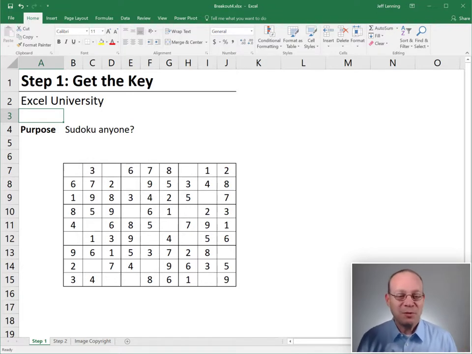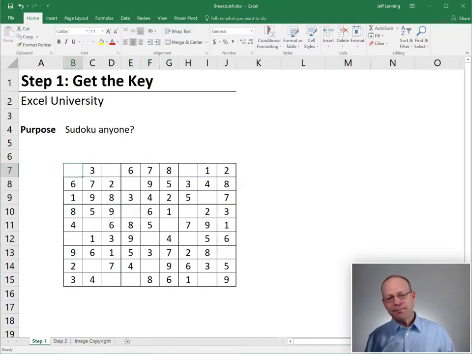Anyway, the way that you play is you have to use numbers 1 through 9 in every row, every column, and every block, and they can't overlap. And so I use that competition as an inspiration for this breakout puzzle. You ready? All right, let's just try this one together.